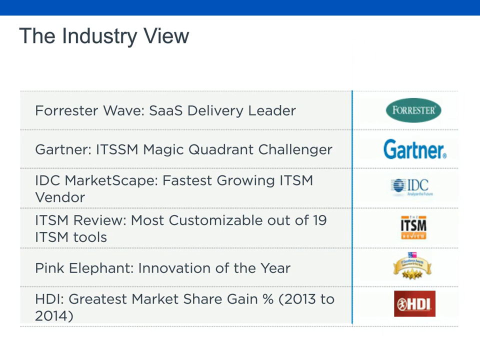What you can also see is there's an industry view of Cherwell. So again, I mentioned in the beginning that we've been acknowledged by firms like Gartner, firms like Forrester. Specifically, when you look at the 2014 Forrester Wave SaaS delivery, Cherwell was a leader in that space. For the most recent Gartner IT Service Support Management Magic Quadrant, Cherwell was named the only challenger. So we're the only challenger in that quadrant to some of the legacy vendors that exist in the space.